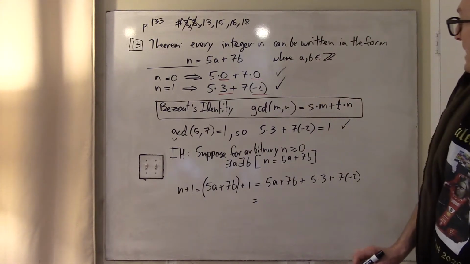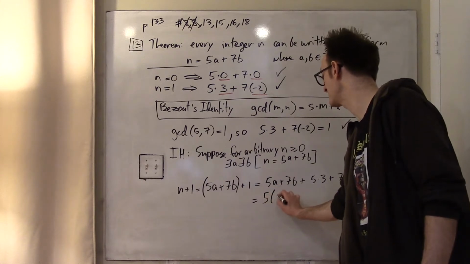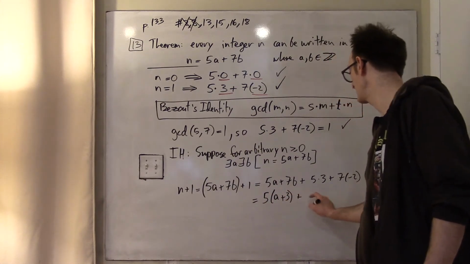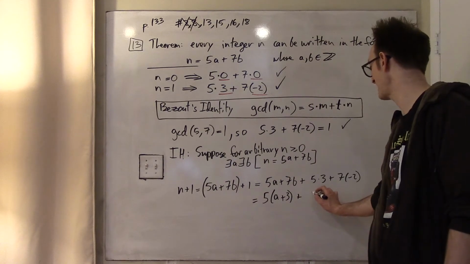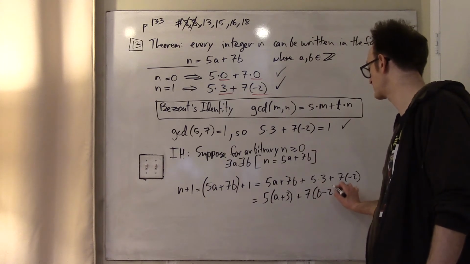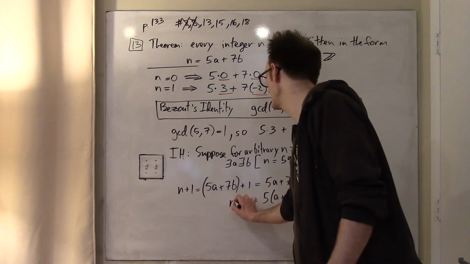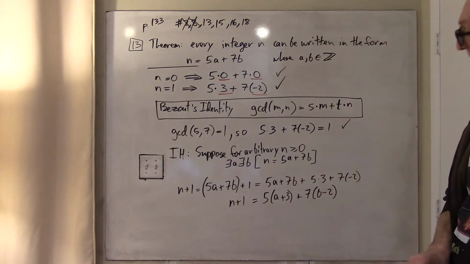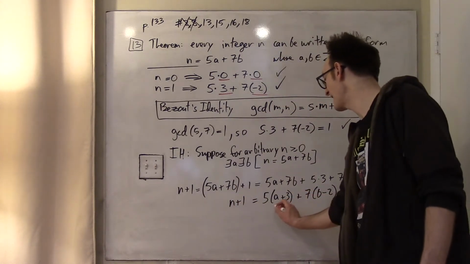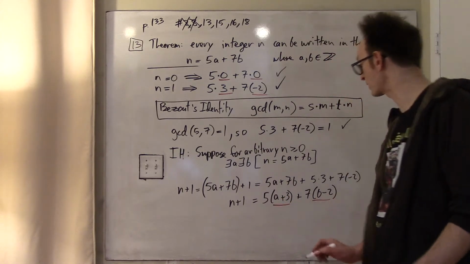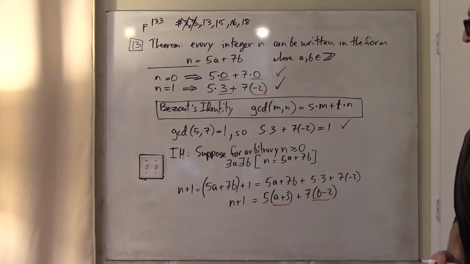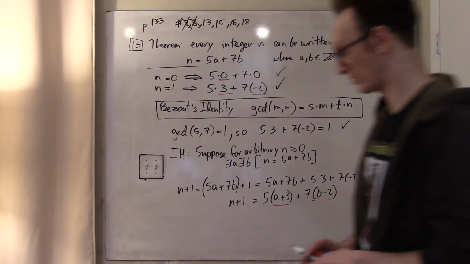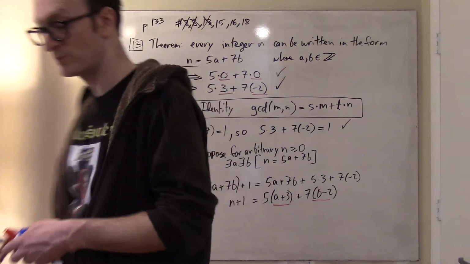And what do I get now? Well, I get that this can be expressed as 5 times a plus 3, plus, and here the coefficient of 7 is b minus 2. And so indeed, I have expressed n plus 1 as a linear combination of 5 and 7. A plus 3 is an integer, b minus 2 is an integer, and so that sort of does it. Yeah, that's all I got for number 13. Okay, be back in a second for the next one.